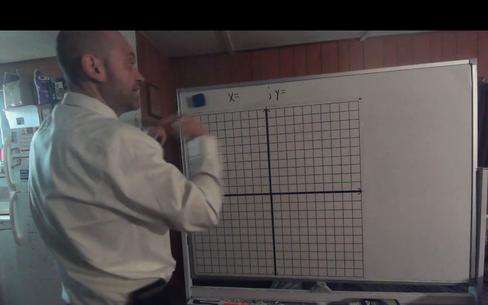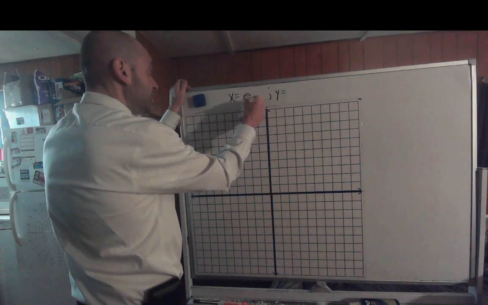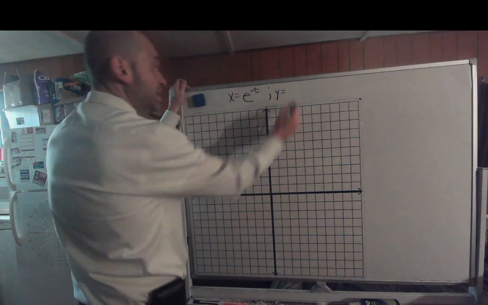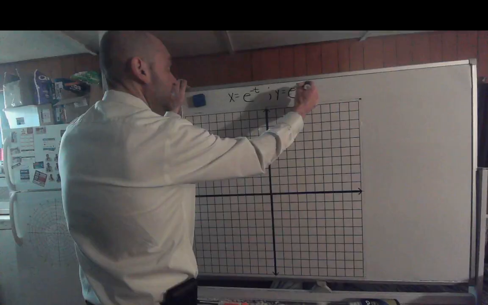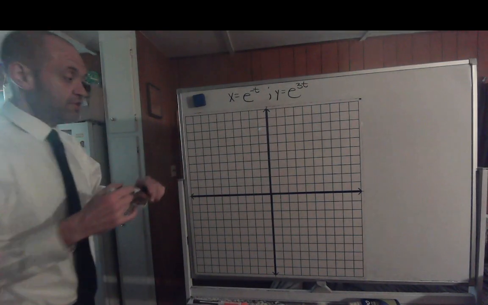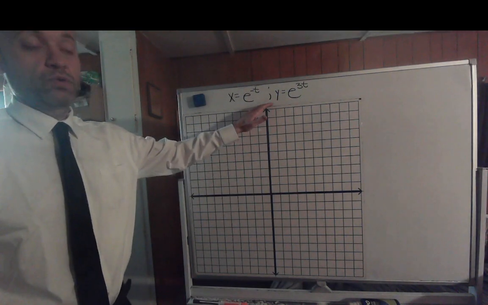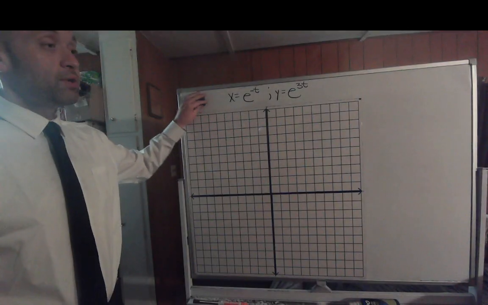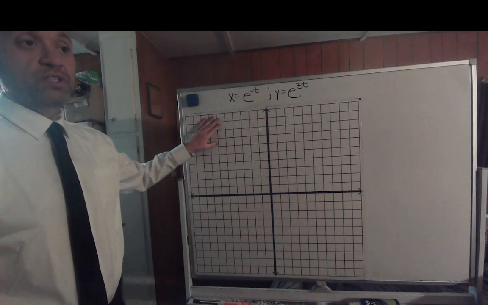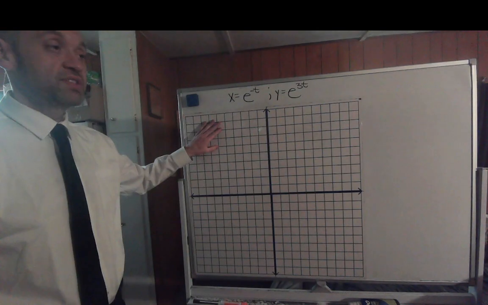Now, what if I gave you something like this? x equals e to the negative t, y equals e to the 3t. Your first thought is probably going to be, this is going to be some exponential equation. Well, you're going to be surprised what happens when we eliminate the parameter, how this is all going to relate.